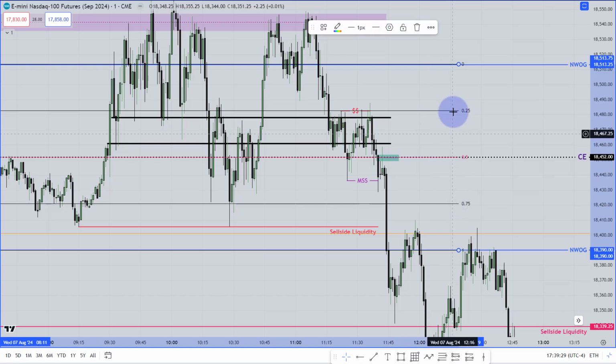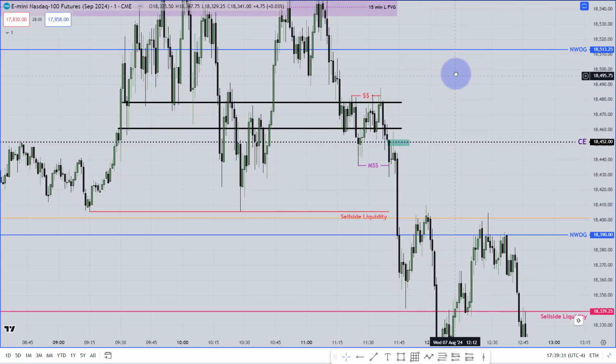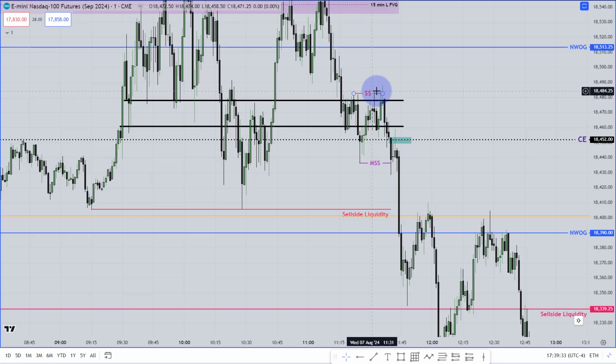I'm going to remove this quadrant area. Okay, I don't need that actually. So when it has taken those relatively equal highs, then it has given me the displacement. Look at this displacement, how beautiful that displacement is. A very nice displacement, a very nice market structure shift. This is your entry fair value gap.